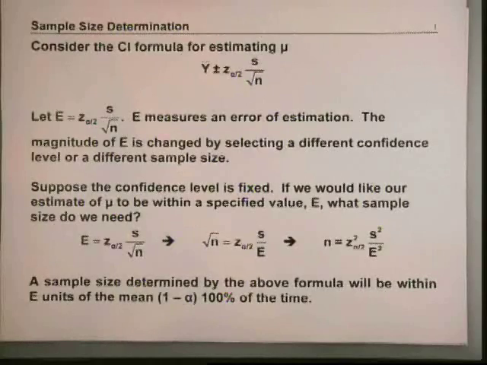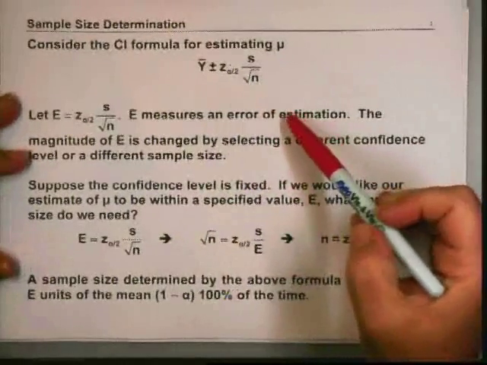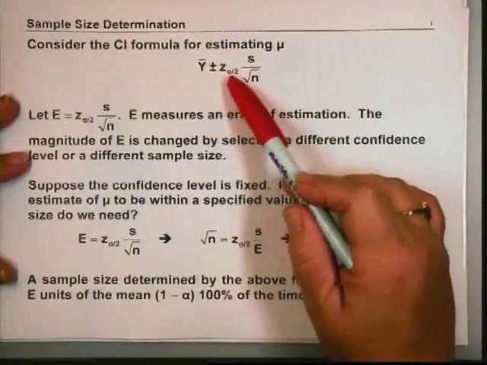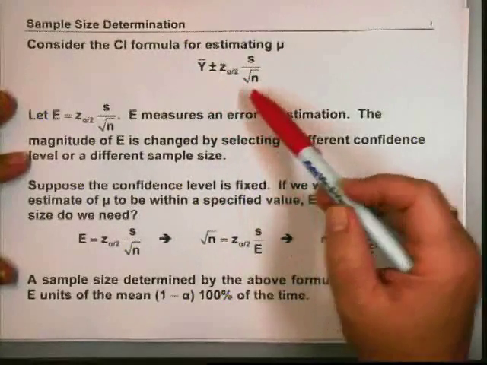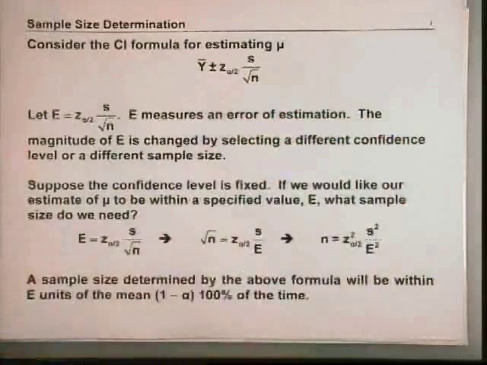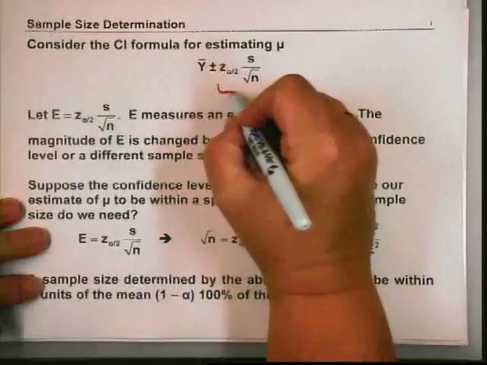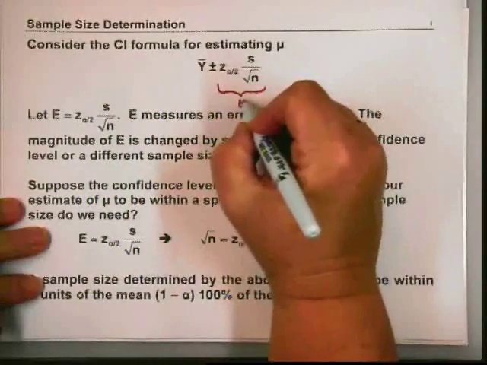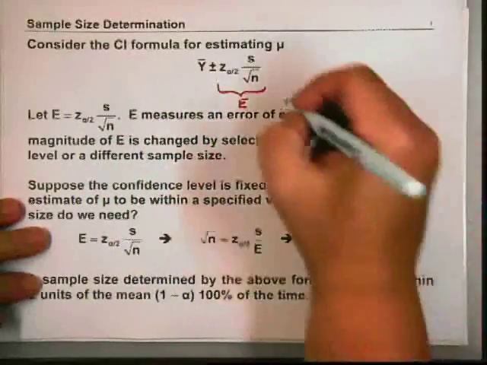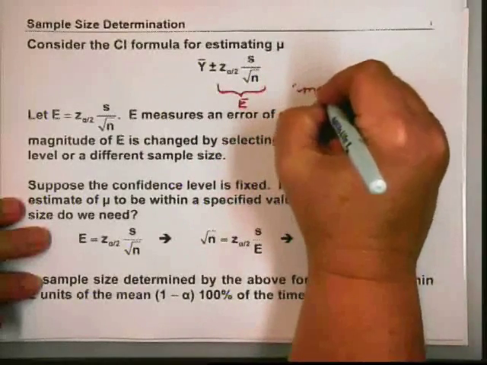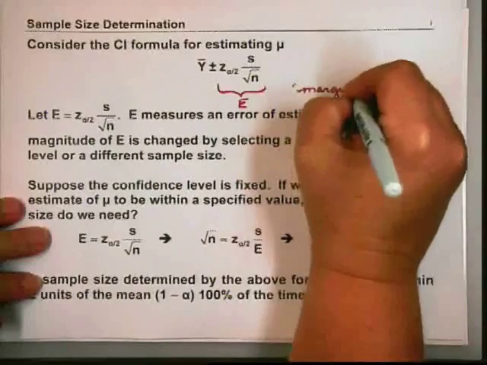If we just look at the confidence interval formula for estimating a population mean, we have the sample mean plus or minus a critical value times the standard error. This part, let E be equal to this part over here. So that's our E, or error of estimation, which may also be referred to as a margin of error.